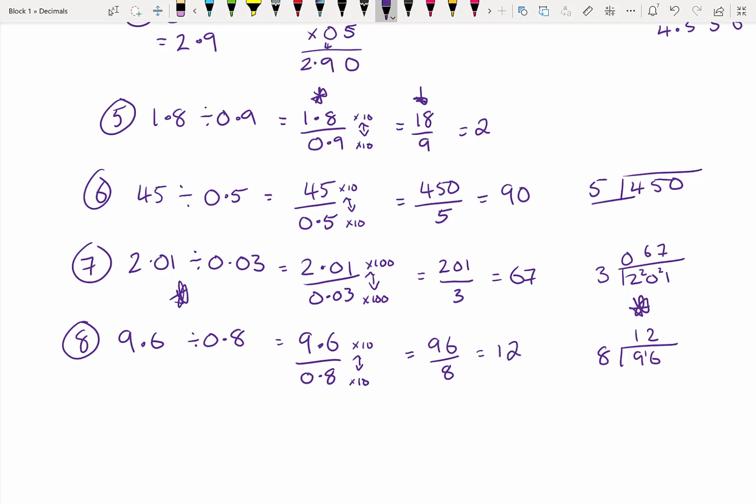Okay, so when we're looking to do these, we need to multiply it to get rid of the decimal points in both of our numbers. Okay, that is what is making this, hopefully, a bit easier.